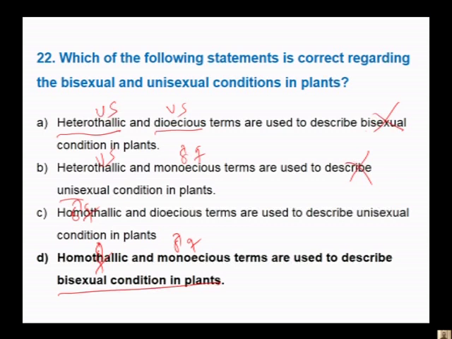The difference between bisexual flower: in case of a monoecious plant, they have male flowers and also female flowers on separate branches. It is monoecious. A bisexual flower is the one which has both stamens and pistil in the same flower. But with respect to the question, homothallic and monoecious go with the bisexual condition of the plant, not the flower. Therefore, this is the correct answer.